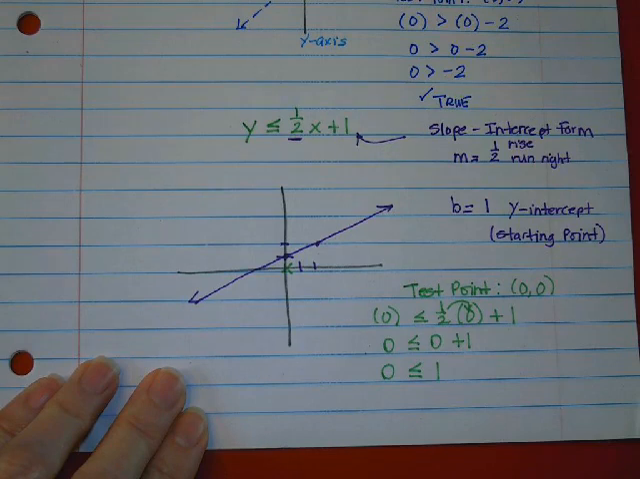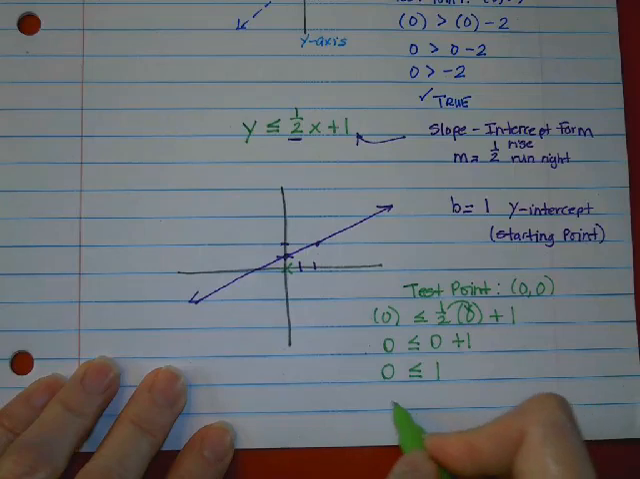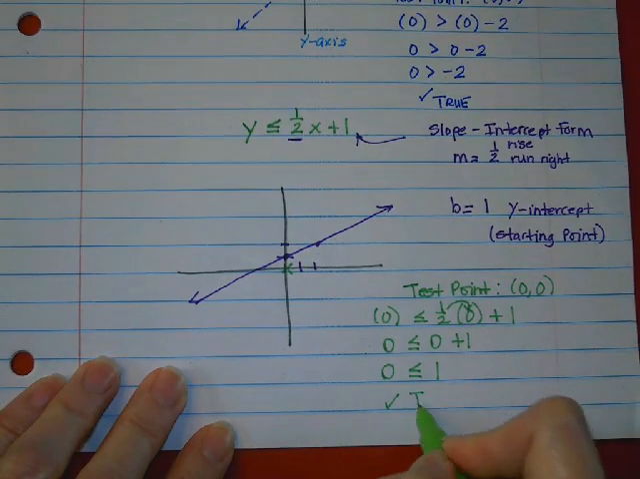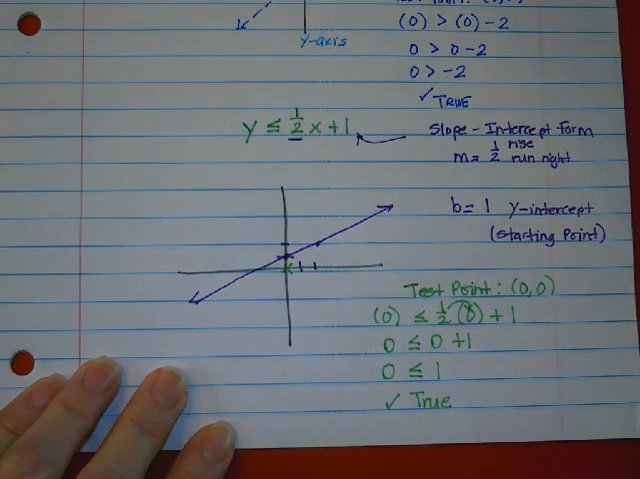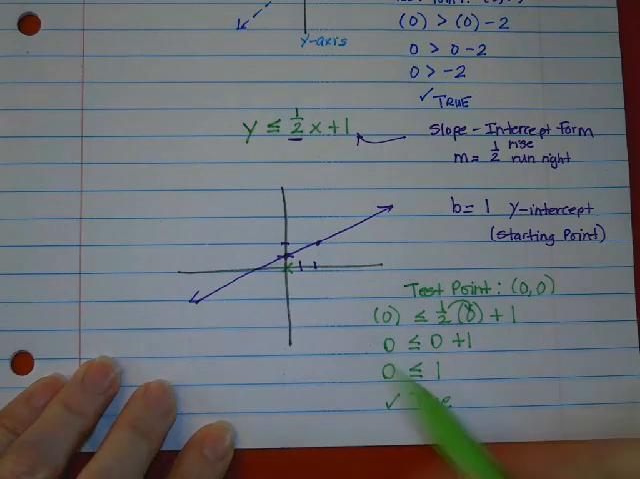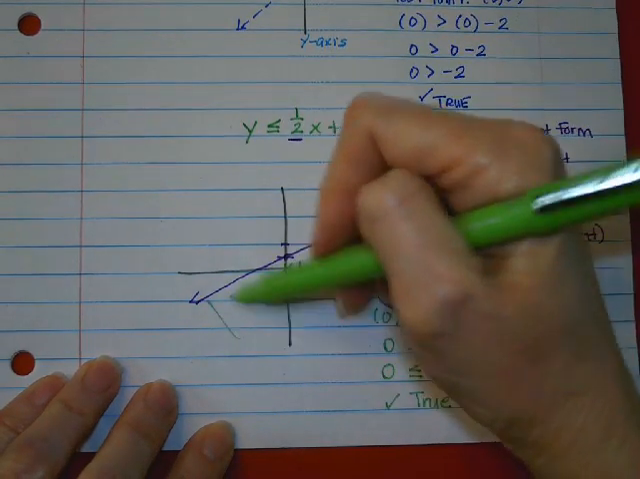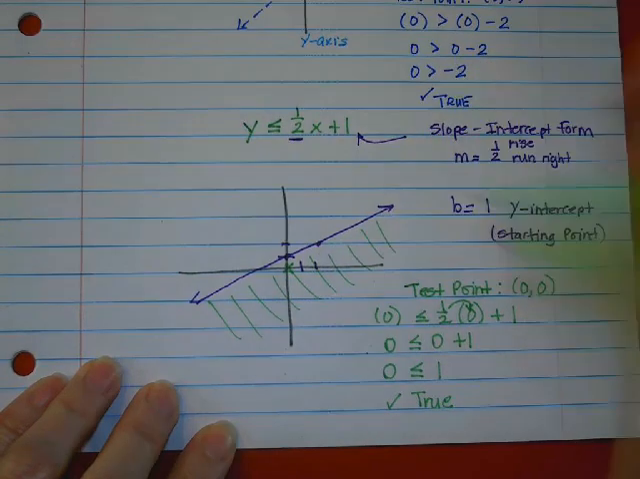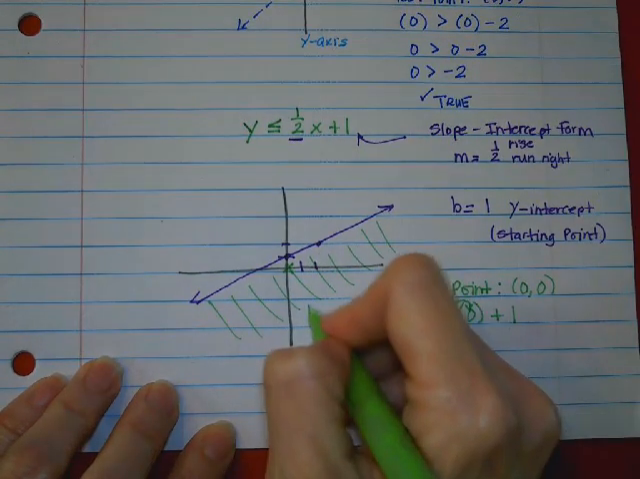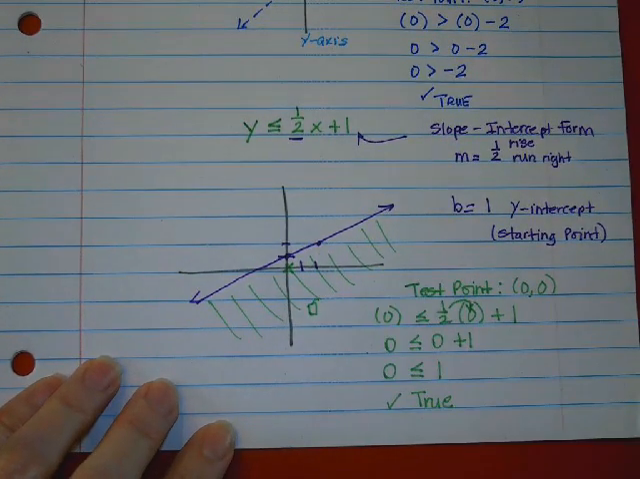What do you think, Fabian? That is correct. It is true because 0 is less than 1. It doesn't have to be both, just has to be 1. So since it is true, we shade on the side where our test point was, and this is where you would put your little bucket. You drop that bucket in right there.